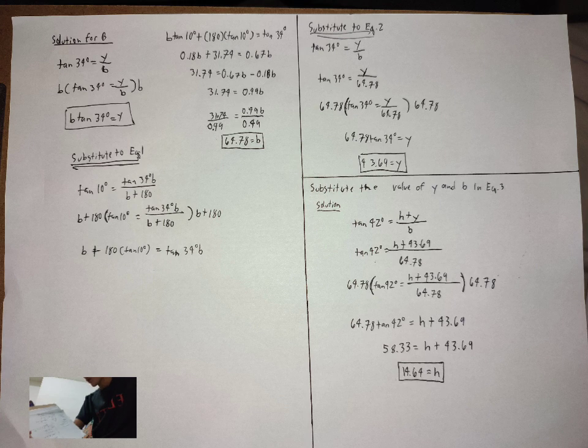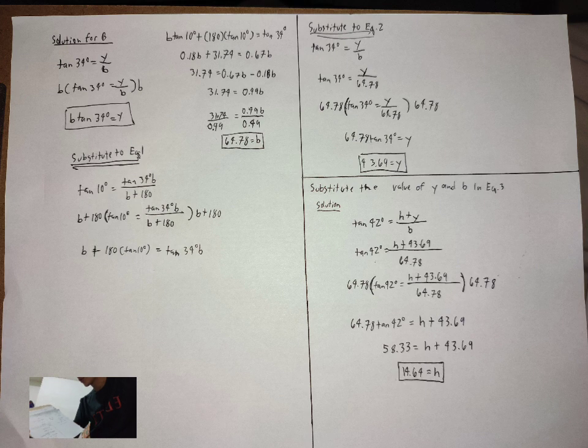Substitution to equation number 1. Tangent 10 is equal to tangent 34b over b plus 180. b plus 180 multiplied by tangent 10 degrees equals tangent 34b over b plus 180 multiplied by b plus 180. So b plus 180 multiplied by tangent 10 is equal to tangent 34b.